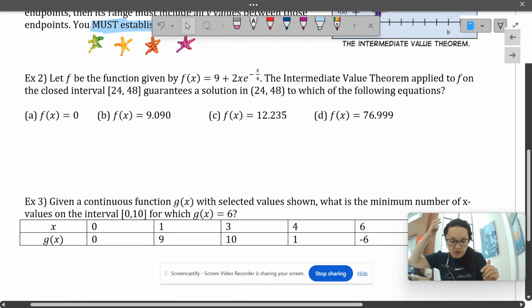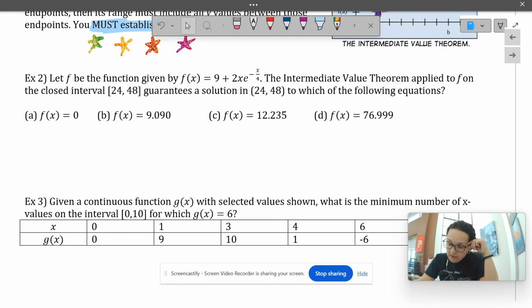All right, coming down here, let f be the function given by f of x equals 9 plus 2x e to the negative x over 4. The intermediate value theorem applied to f on the closed interval from 24 to 48 guarantees a solution in 24 to 48 to which of the following equations? Okay, wow, they're just really pushing this vocab here.